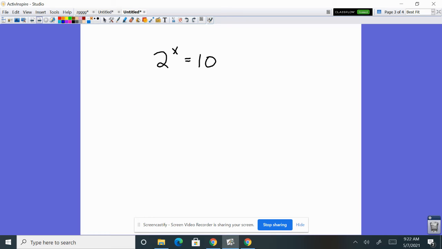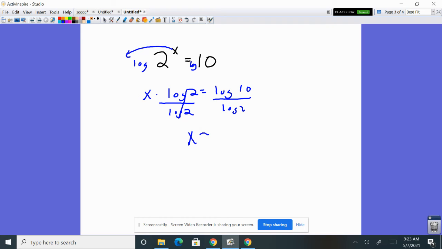How do I move that exponent, the unknown, down in front? To do that, you simply take the log of both sides. That'll move it down front. So I now have x times the log of 2 equals the log of 10. How do I undo it? Now simply divide by the log of 2, and x will equal whatever the calculator says: the log of 10, which I do know is 1, divided by the log of 2, 3.32 and a bunch of extras. But just round to the hundredths is fine.